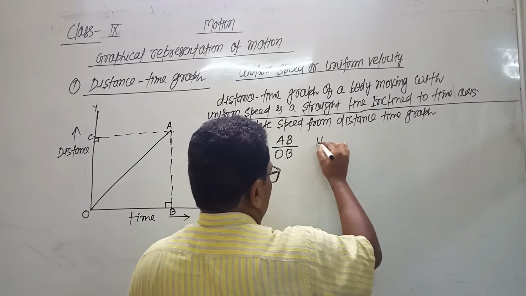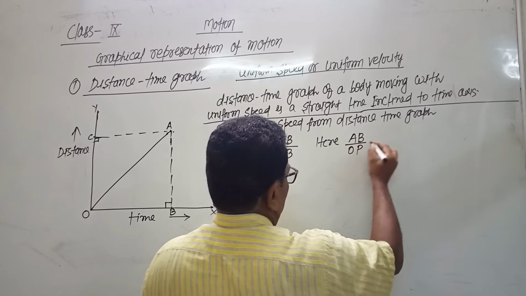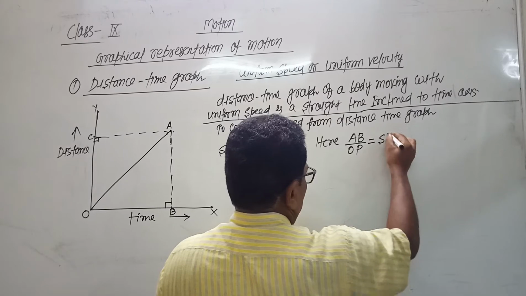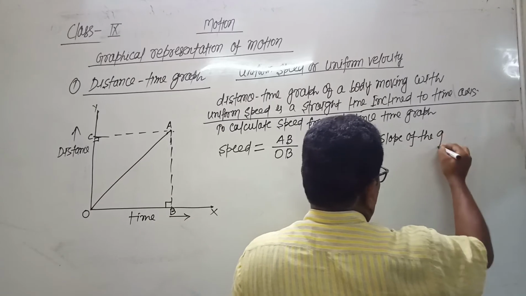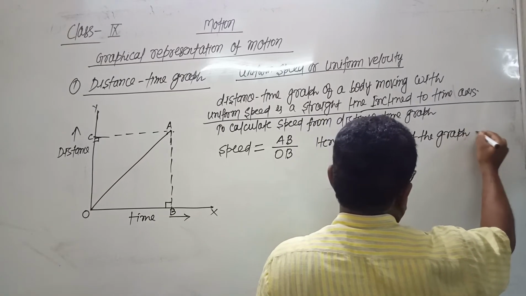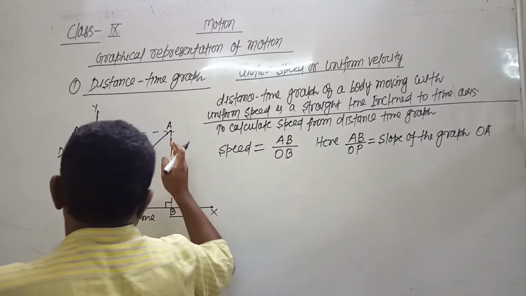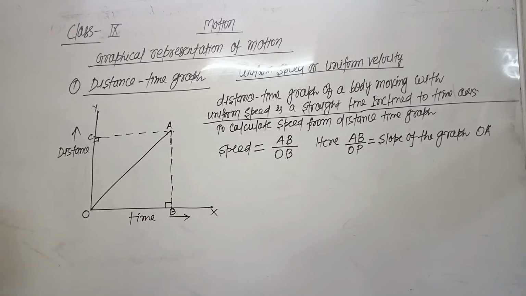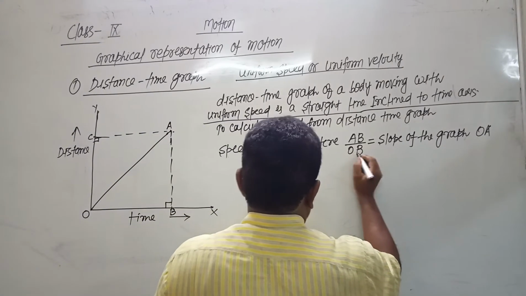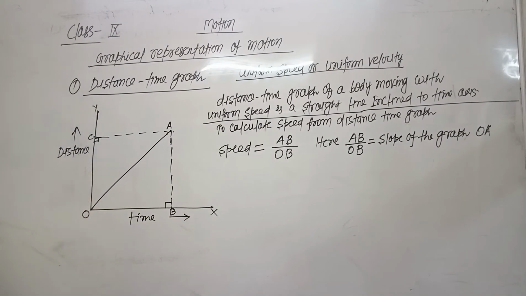So speed is calculated by finding the ratio of AB and OB. Here AB upon OB is called the slope of the graph OA. Slope means perpendicular upon base. So AB upon OB is called the slope of the graph OA.